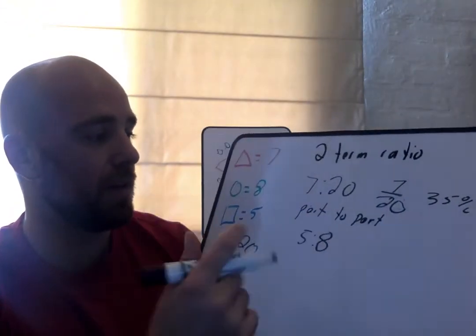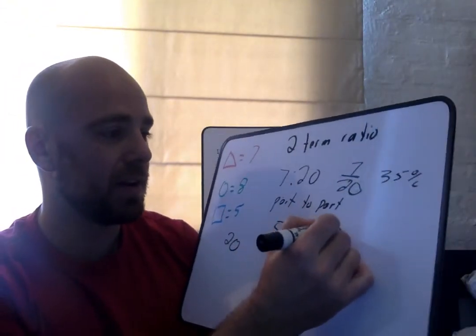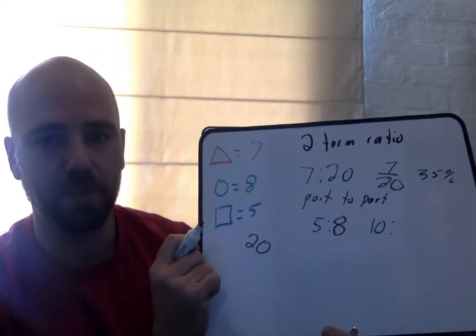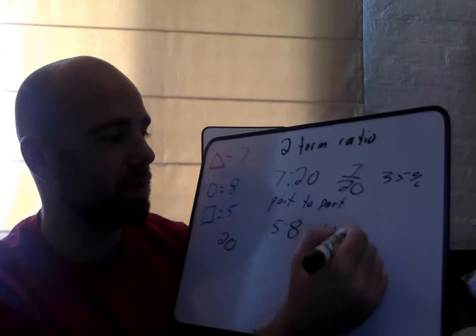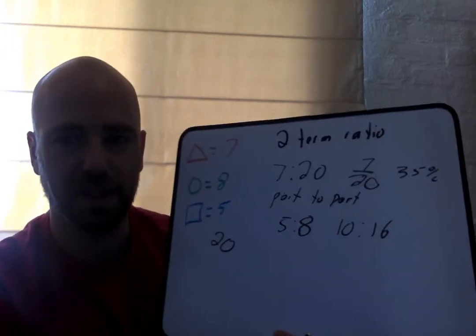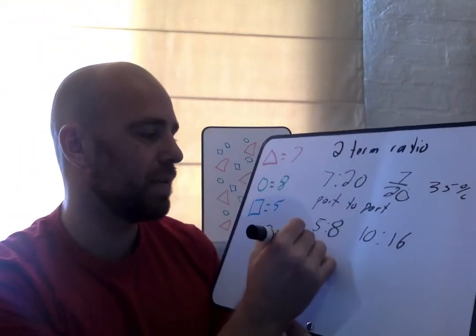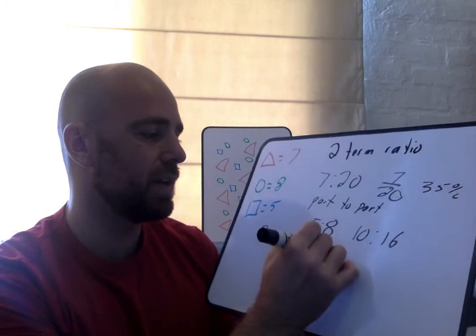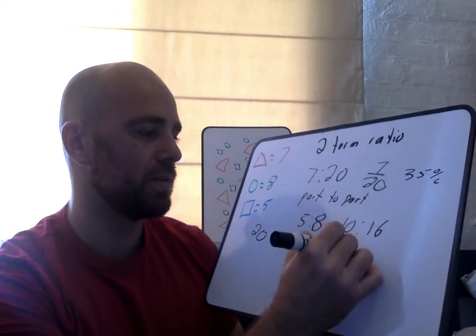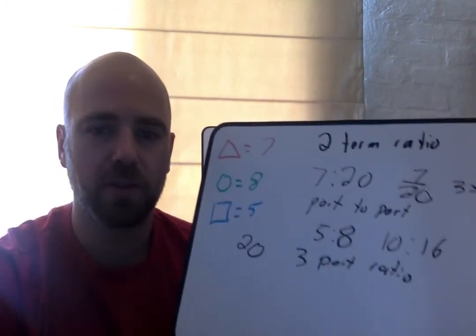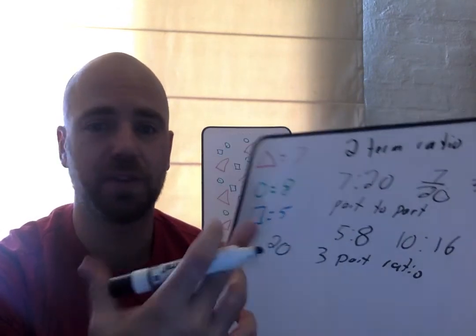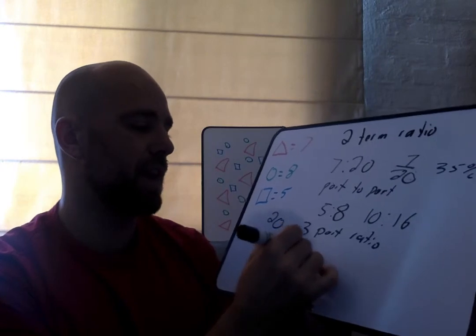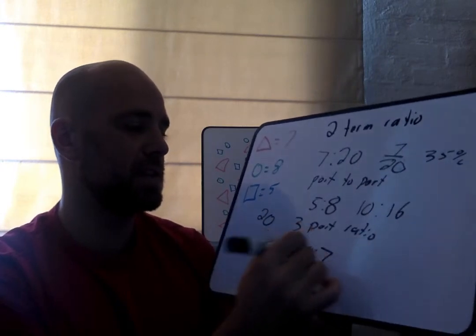So what if there was 10? If there were 10 blue squares, how many green circles would I have? Well, I doubled the 5, so I would double the 8, and I would get 16. The last one that we have is a 3-part ratio. A 3-part ratio is one where we can compare all the different shapes. So we could say it's 5 to 8 to 7.